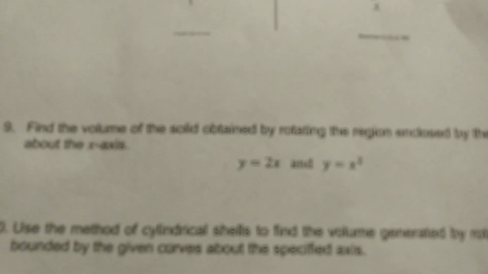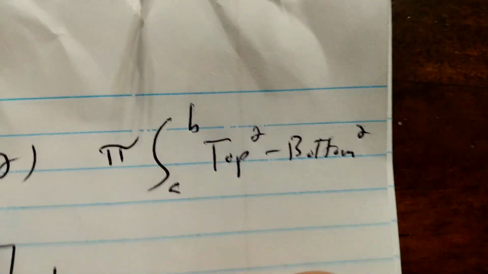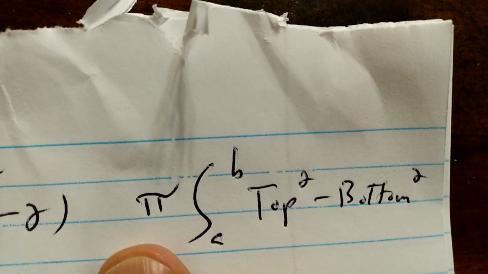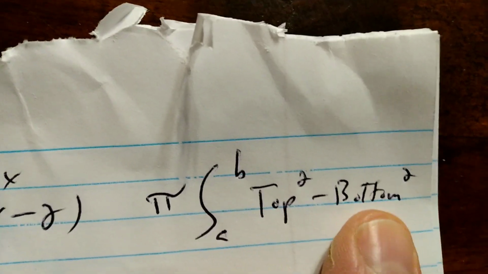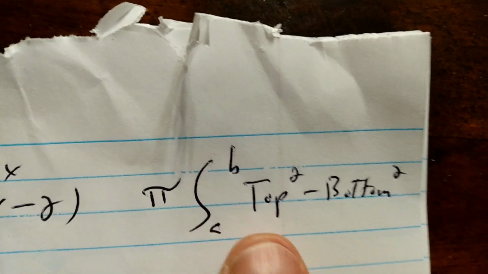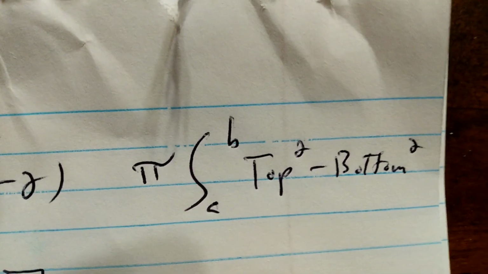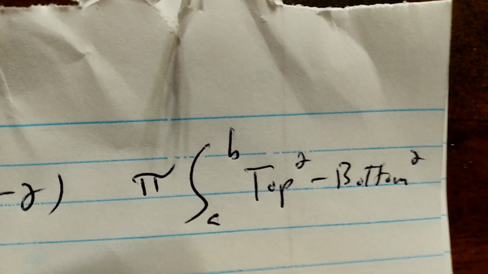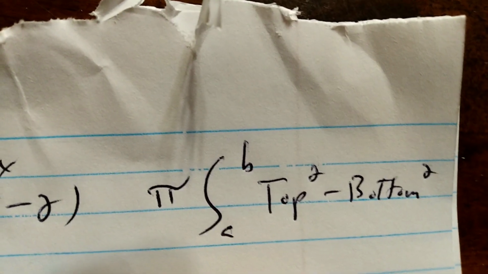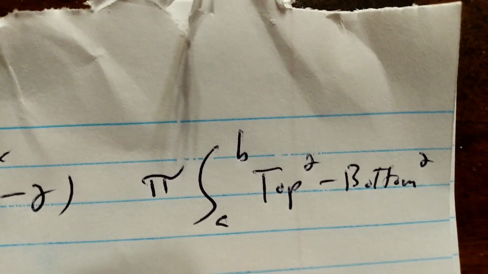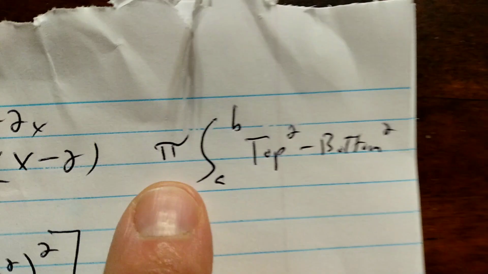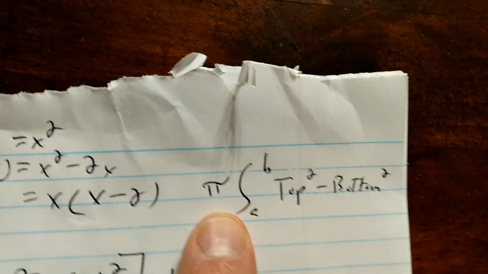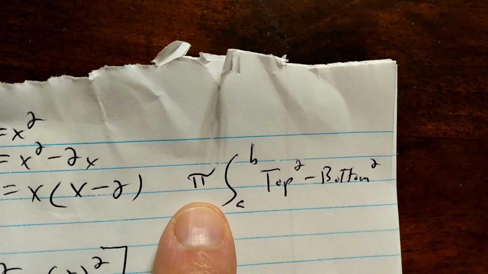This is the washer theorem. What the washer theorem is: pi times the integral of the top function squared minus the bottom function squared. The way I memorize this, I think of the volume of a cylinder. The volume of a cylinder is pi r squared, that's the area of a circle, times the height. So this is the same thing, it's just different because the shape changes. Usually, it doesn't have to, but it usually does.